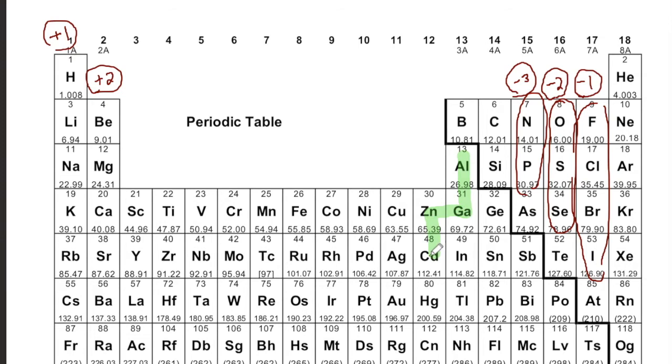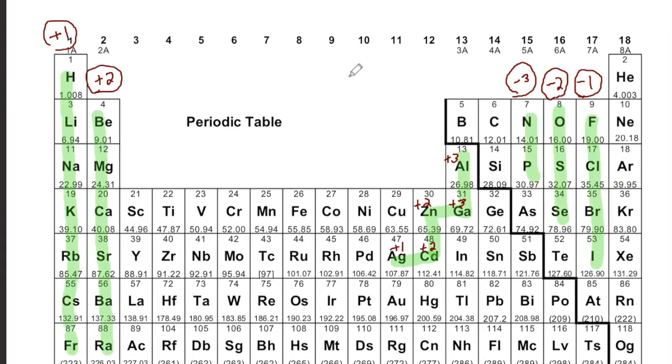And the other elements that form a predictable charge kind of go along this W here in the corner. Aluminum and gallium form +3 ions when they form ions. Zinc and cadmium form +2 ions when they form ions. And silver, when it forms an ion, it's always a +1. So this is the extent of the elements that form a predictable charge.